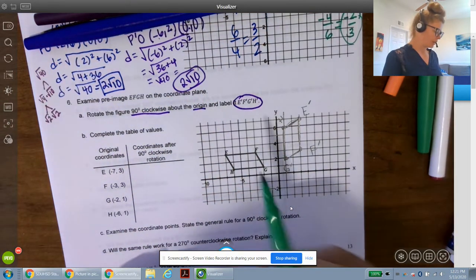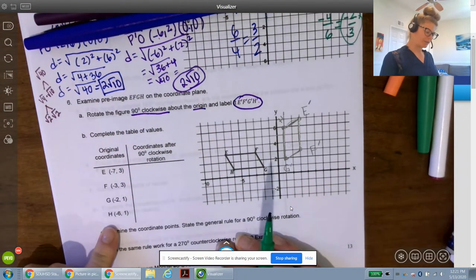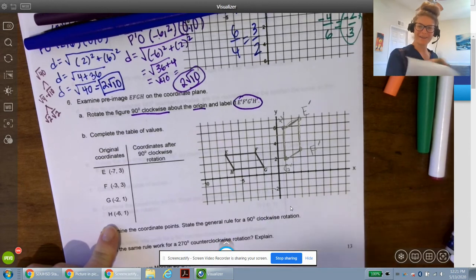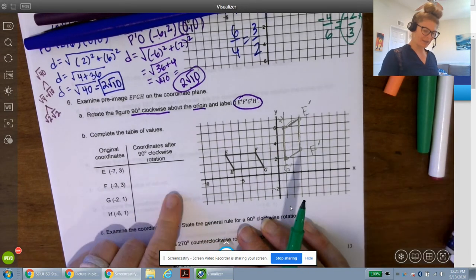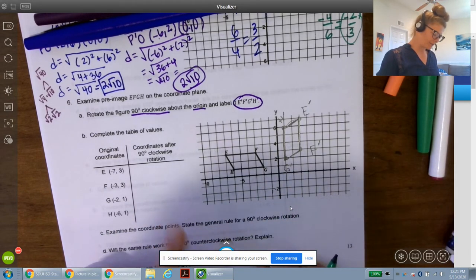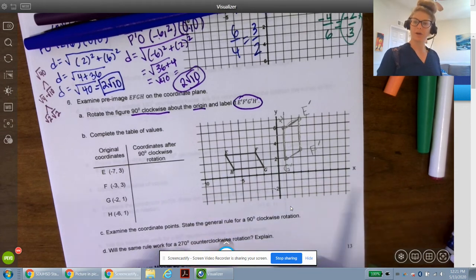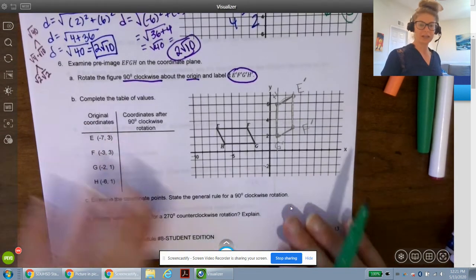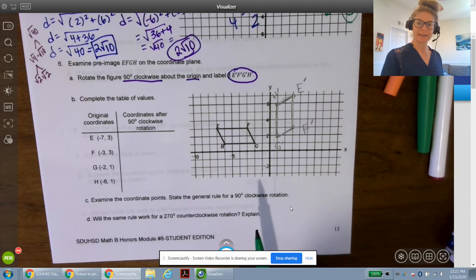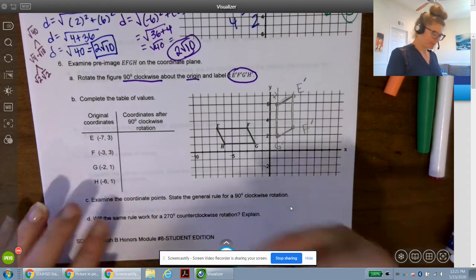So we're going to complete the tables. I gave you the original coordinates, and what we want to know is the coordinates afterwards, and then think about a general rule. So why don't you pause me, because you've been really good at this in our last lesson, and take a whack at it. Okay, let's see how we did.